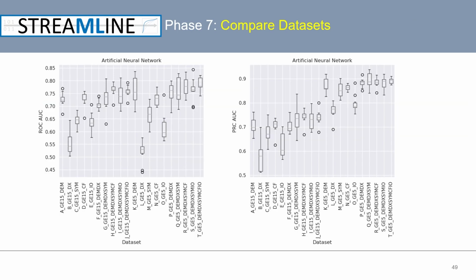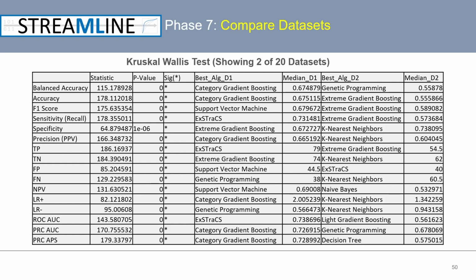Moving on, this phase also generates algorithm-specific box plots comparing ROC and PRC area under the curve across all datasets. These plots show performance differences using the artificial neural network algorithm for modeling. And lastly, this table illustrates just a part of the statistical significance testing between datasets conducted in this phase. These analyses are automatically output as CSV files for the user to examine.